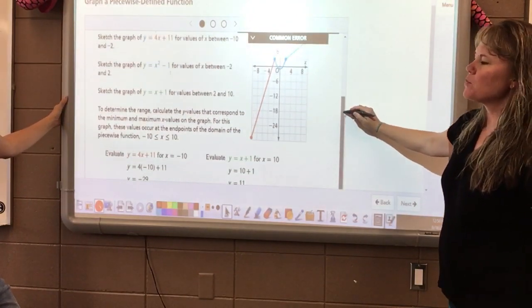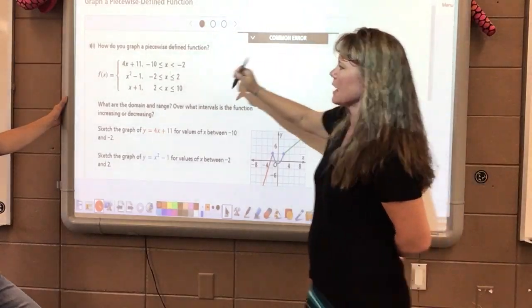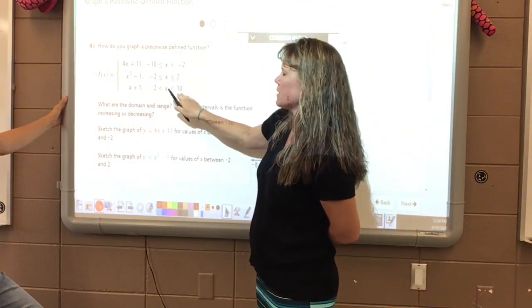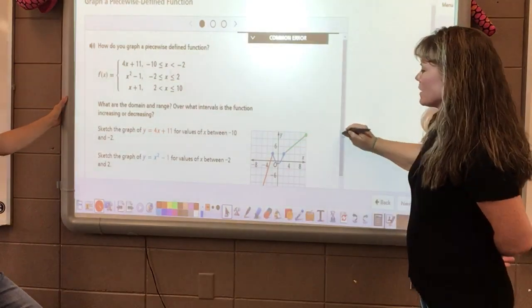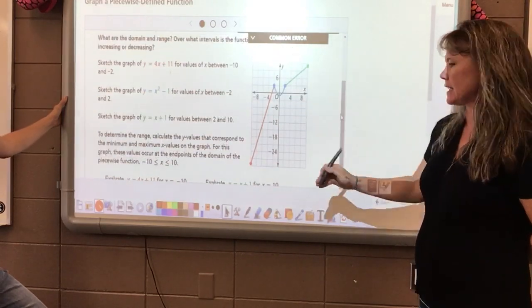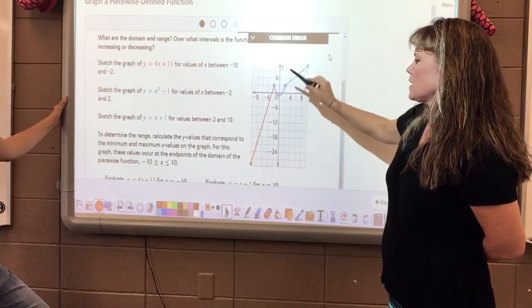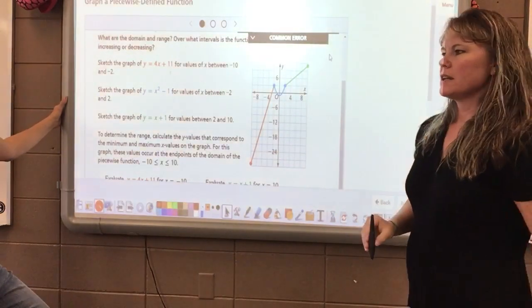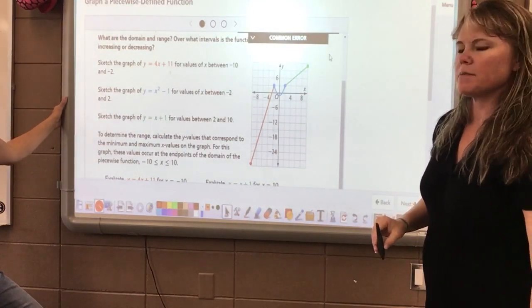I really think the domain you can kind of gather from this. It's probably going to be -10 to 10, but really don't even answer these until you've graphed it. Because once you've graphed it, it's pretty easy to see. Definitely. It goes from here up to here. It goes from here over to here. And so I think the graph is the best way.